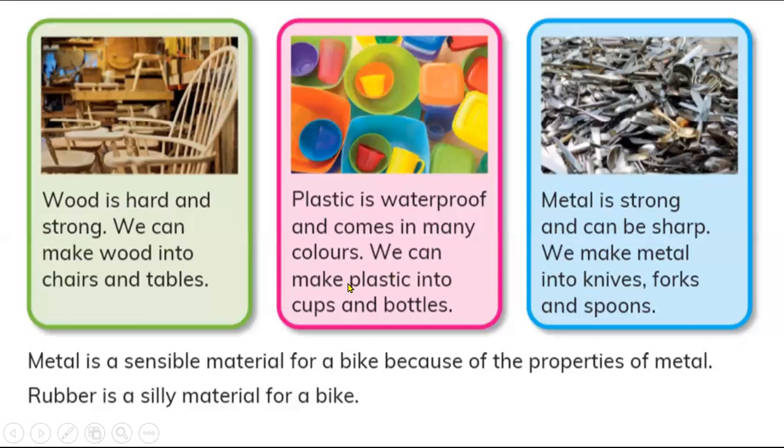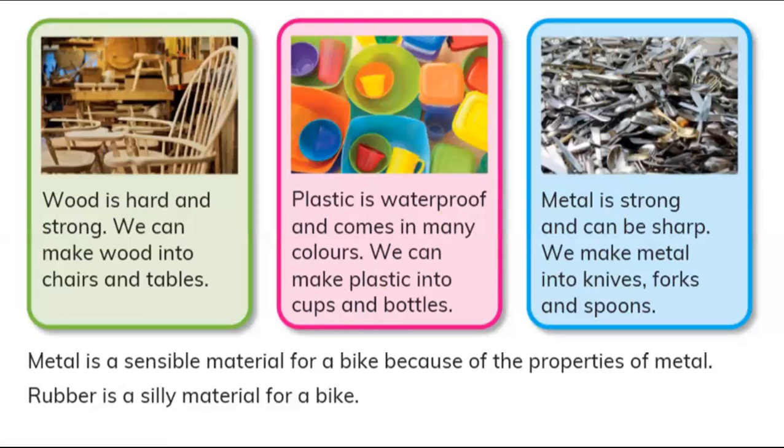So we can make plastic into cups and bottles. Okay, like we buy Pepsi from the market. It's made of plastic. So the bottle is made of plastic, and we use cups to drink water, right? So plastic is waterproof, so it is a good and right material. Okay, let's talk about the metal.